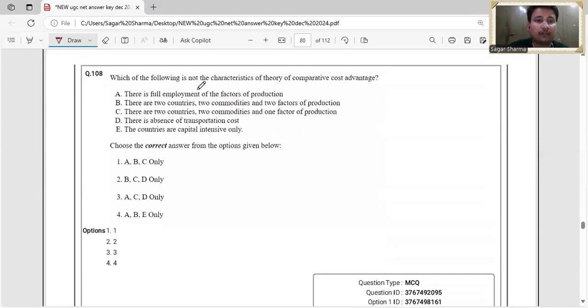Which of the following is not the characteristics of theory of comparative cost advantage? But NTA has given the wrong answer in the provisional answer key. They have given ACD. Actually, they have given the answer by taking what are the characteristics. So the characteristics are: there is full employment of factors of production. Yes, there are two countries, two commodities, and one factor of production, known as the 2 into 1 theory, and there is absence of transportation cost. So these are the characteristics. NTA has given the answer according to characteristics. I think this question should be dropped. B and E is not the characteristic. So if the question is asking not the characteristics, then the answer is B and E only according to this question.